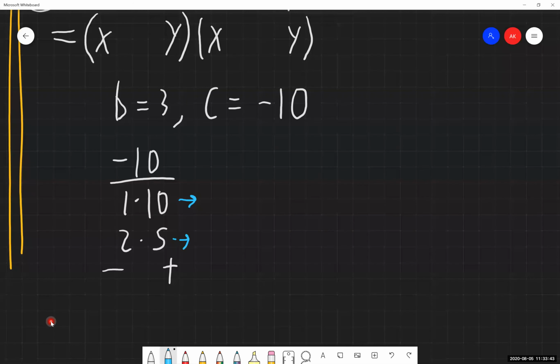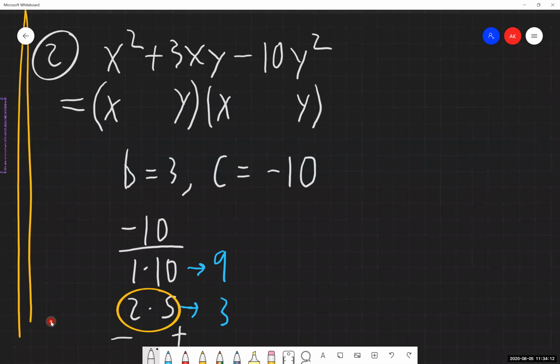So now we can go through. -1 plus 10, that's going to give me 9. Spoiler there. -2 plus 5, that's going to give me a positive 3, and that's what I'm looking for. So I've just found the factor pair that I need to use. This guy here, there we go. Now that I have the two numbers, I can go back up to my shell of an answer. I can say x minus 2y times x plus 5y. And I have my answer there.